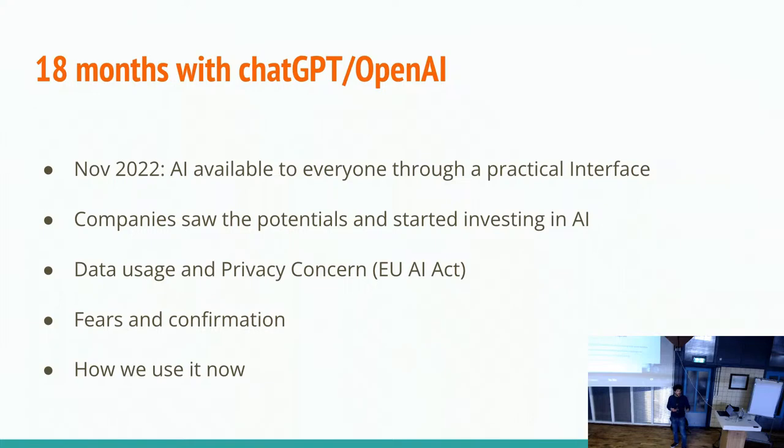They started investing in the AI, building their tools and products, and this brought up some privacy concerns. So what are those companies doing with our data? What are they using to retrain their artificial intelligence, so will this data be available to someone else? These questions led, for example, Italy to block ChatGPT for a while until all those questions were answered. And then recently the European Parliament came out with the AI Act that basically regulates artificial intelligence usage by risk.